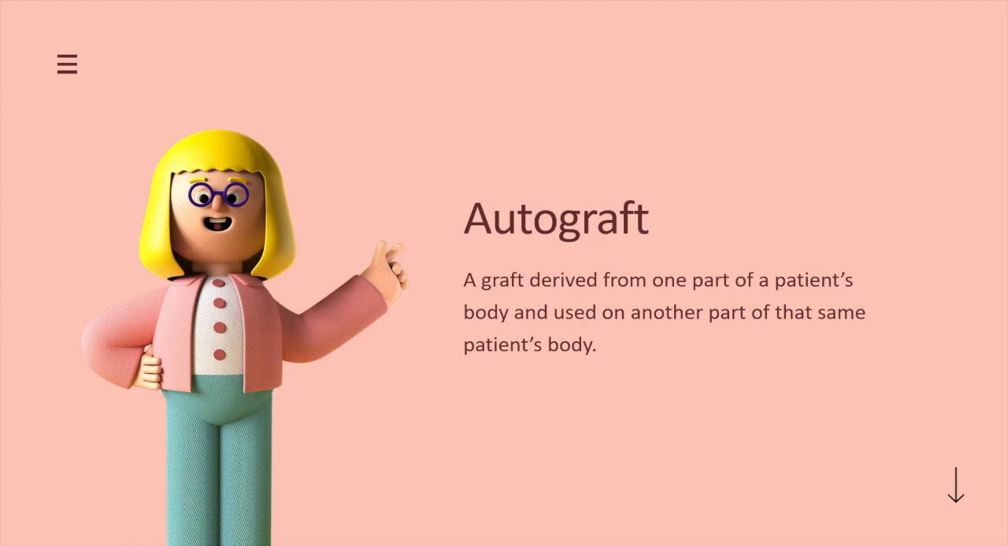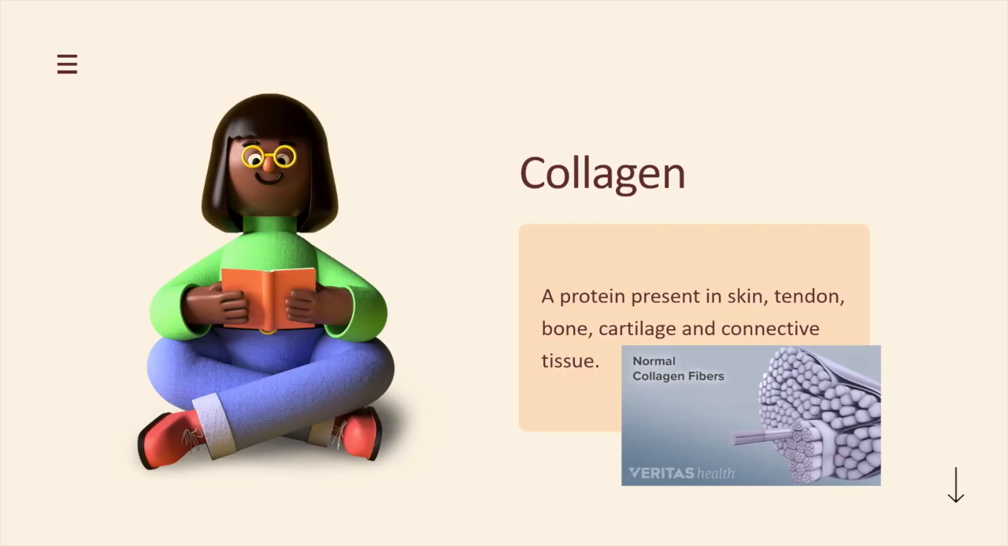So for the first part is autograft. It is a graft derived from one part of a patient's body and used on another part of that same patient's body. It is often thought of as the gold standard in bone grafting because of its reliability. Its high success rate is due to the fact that it is living tissue and thus its cells are kept intact. Next is collagen. It is a protein present in skin, tendon, bone, cartilage, and connective tissues.